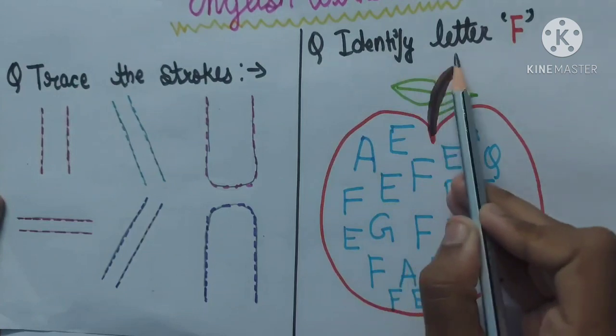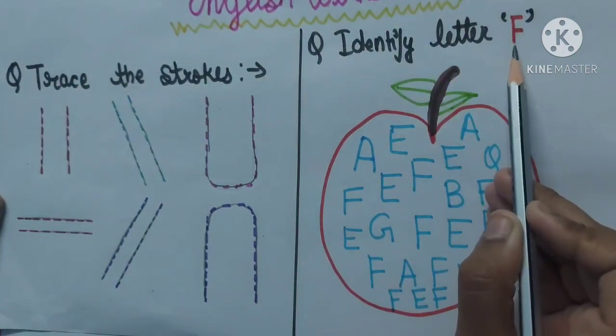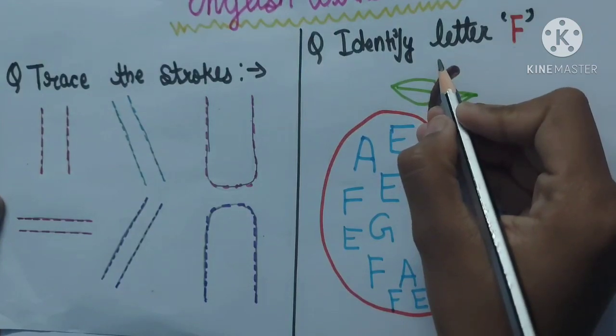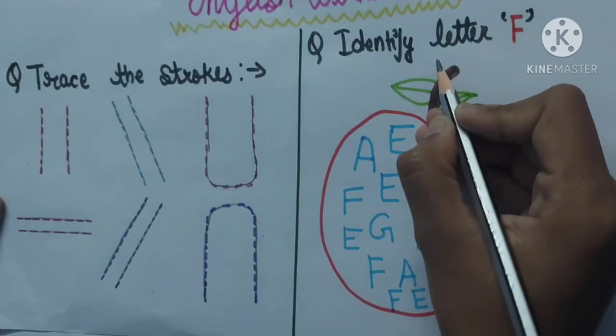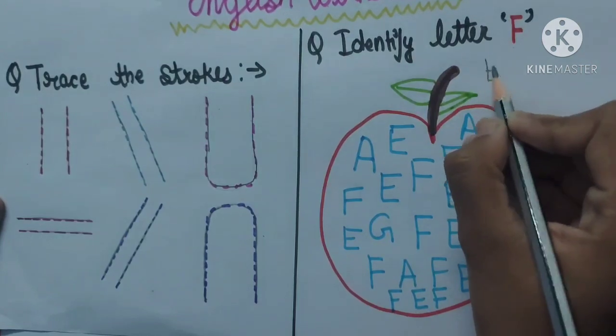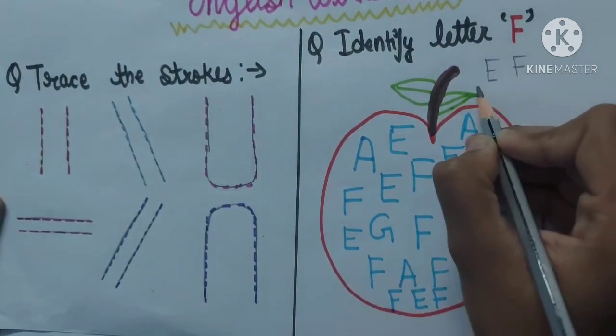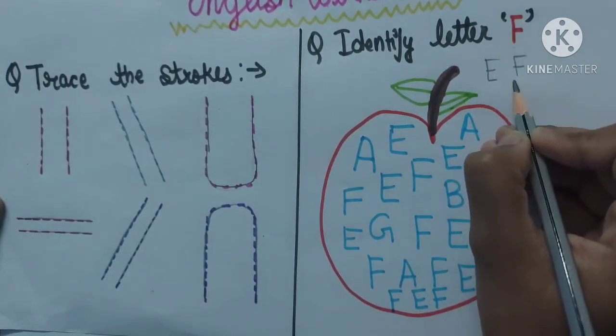Question number two, identify letter F. So your child has to identify the letter F here. This question will also increase the concentration level of the child, because here the child has to focus on the letter F. Try to give more E because the child confuses letter E and F, as they are almost the same for the child.